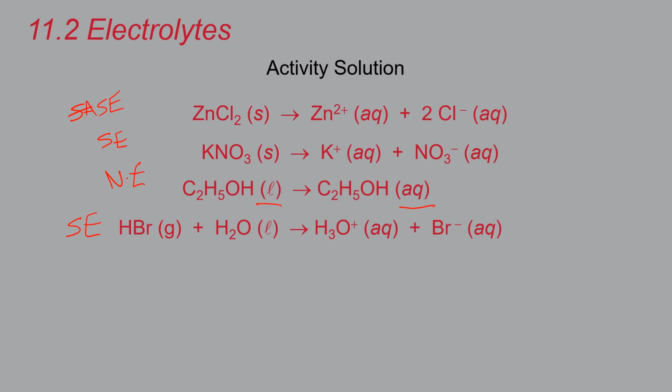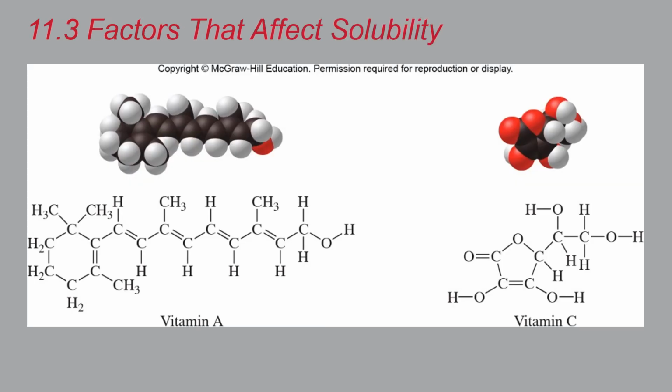So next topic is factors that affect solubility. All right, so now we're going to talk about things that affect solubility. What I have here are the structures of two vitamins, vitamin A and vitamin C. Now, vitamins are often broken up into two broad categories: fat soluble and water soluble.